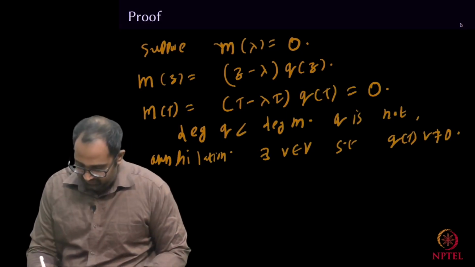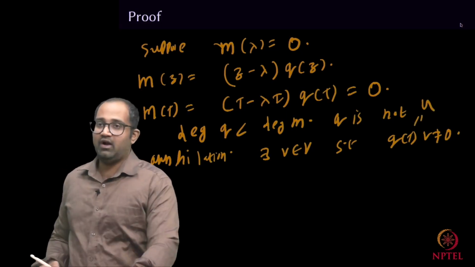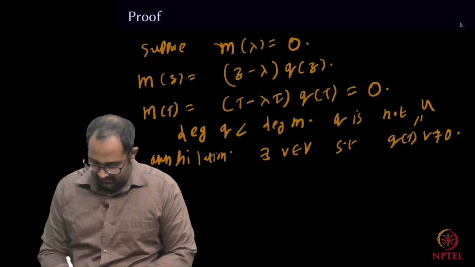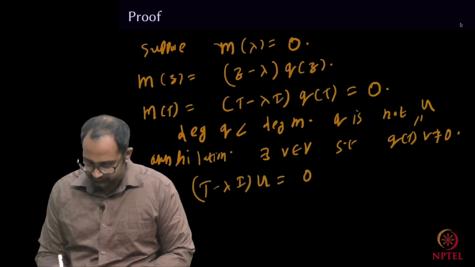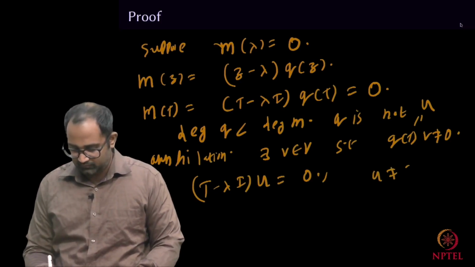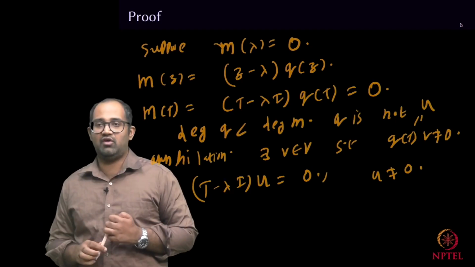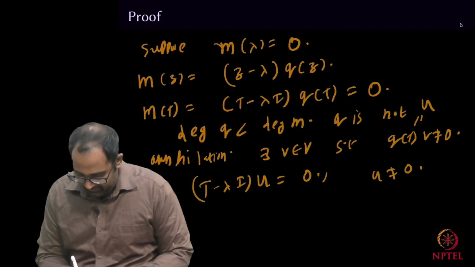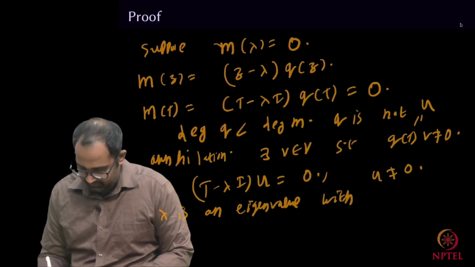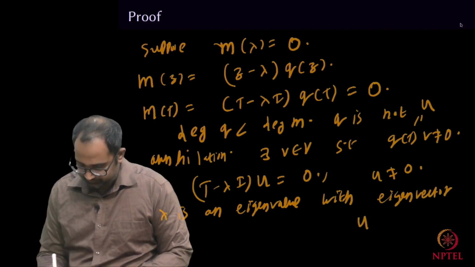Let's call this q(T)v as u. So what does this equation tell us? Well, this tells us that (T − λI) of u is 0. And we also know u is not 0. Right? u is not 0, which means lambda is an eigenvalue, with eigenvector u.